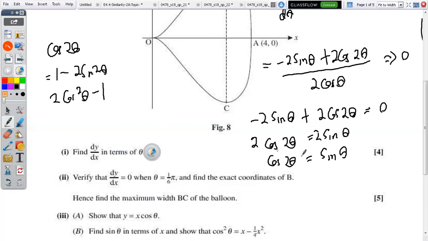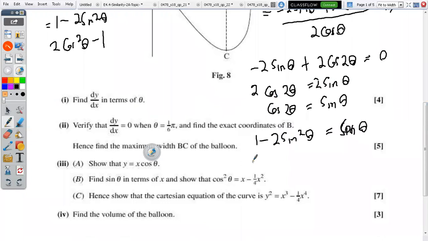Yes. So there you replace this with 1 minus 2 sine squared theta, which is equal to sine theta. Sorry. Are we together? We've just changed this. Then bring everything to one side. You rather move this to the other side so that you have all positive. So it will be 2 sine squared theta plus sine theta minus 1 is equal to 0.